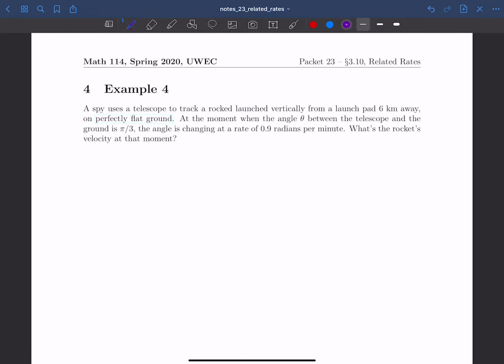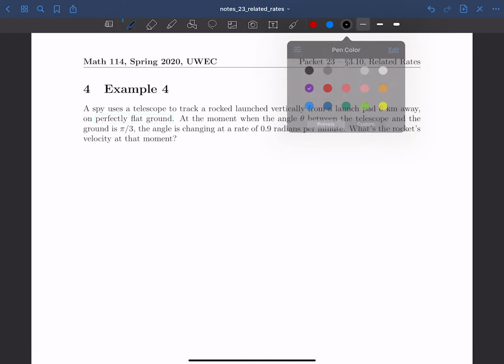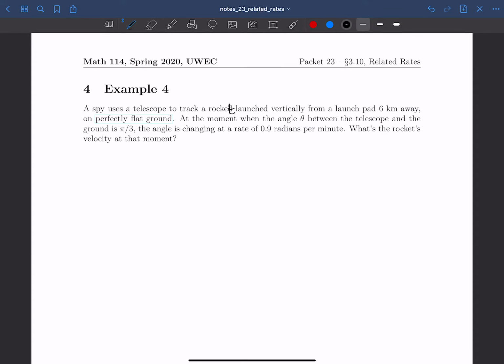A spy uses a telescope to track a rocket launched vertically from a launch pad 6 kilometers away on perfectly flat ground. At the moment when the angle theta between the telescope and the ground is pi over 3, the angle is changing at a rate of 0.9 radians per minute. What's the rocket's velocity at that moment? I'm going to highlight that in green because that's what we're trying to find. And I personally have no hope of solving this problem unless I draw a picture first.